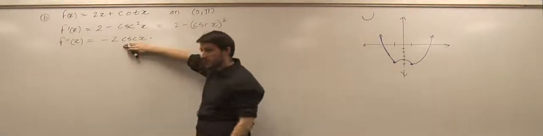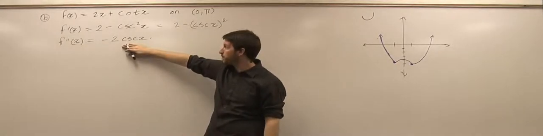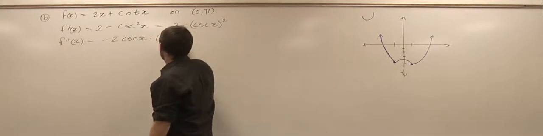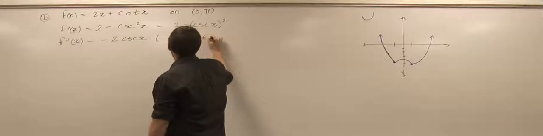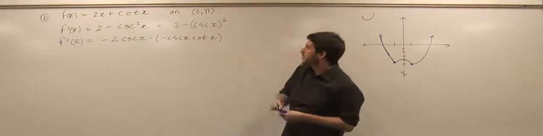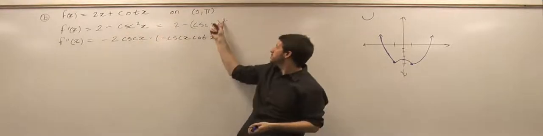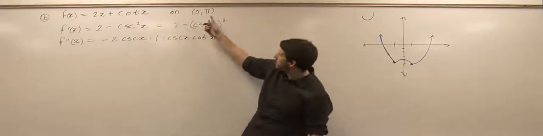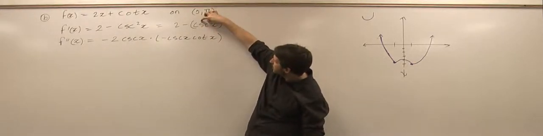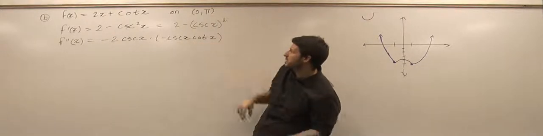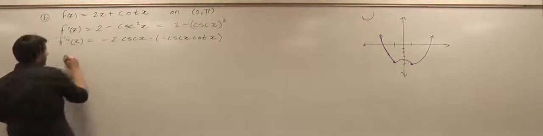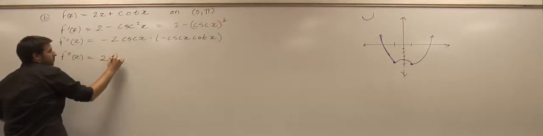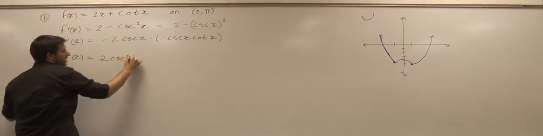the derivative of cosecant. What's the derivative of cosecant? Cosecant, cotangent. Negative or positive? Negative. So the 2 came down. Subtract 1 from the power. That's why we got negative 2 cosecant to the first. But then we had to multiply by the derivative of the inside. The derivative of cosecant is negative cosecant cotangent. So altogether here, f double prime of x is equal to positive 2 cosecant squared x cotangent x.